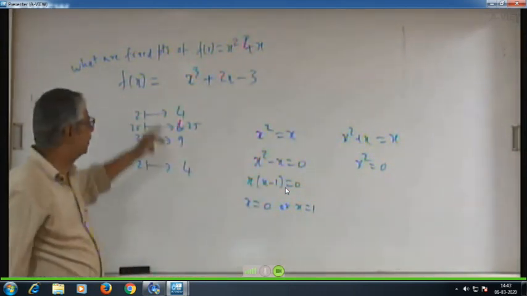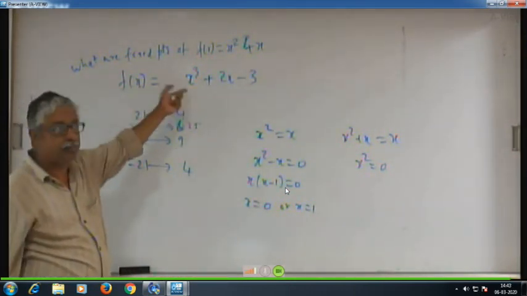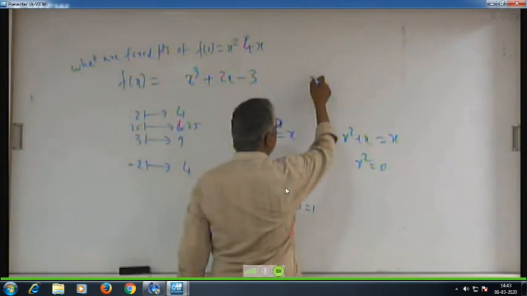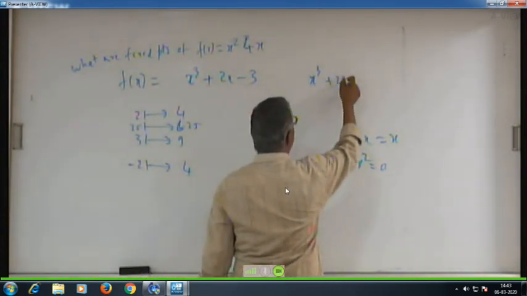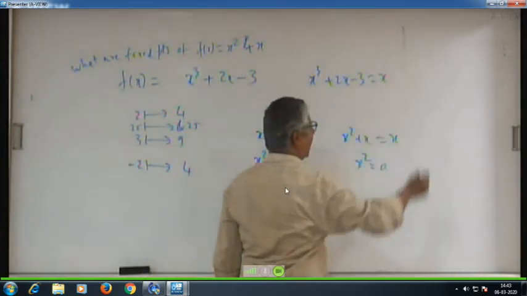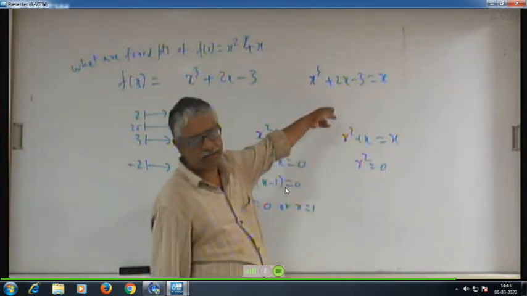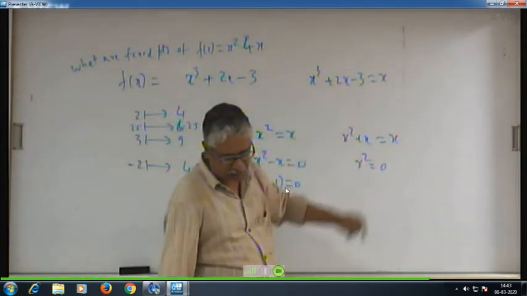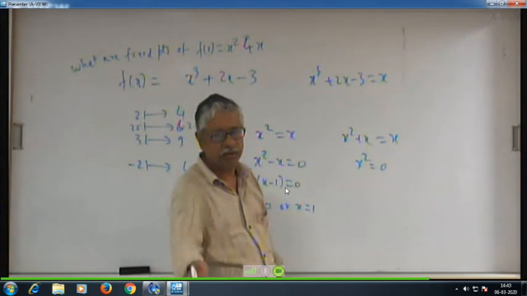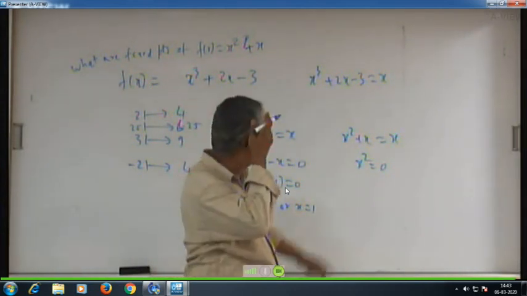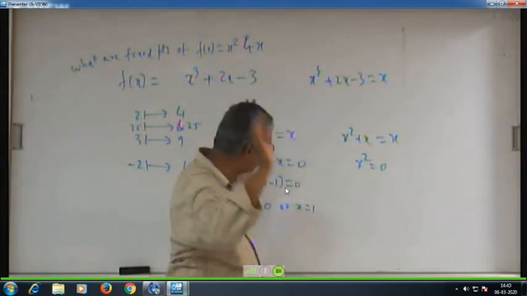Then write this. I want to find the fixed point of this. Means what? You want to find which are the points for which x cube plus 2x minus 3 equal to x. So you solve this cubic equation. A cubic equation may sometimes be easy to solve, sometimes not easy to solve. But anyway, the standard formula, I don't want to do that for that.